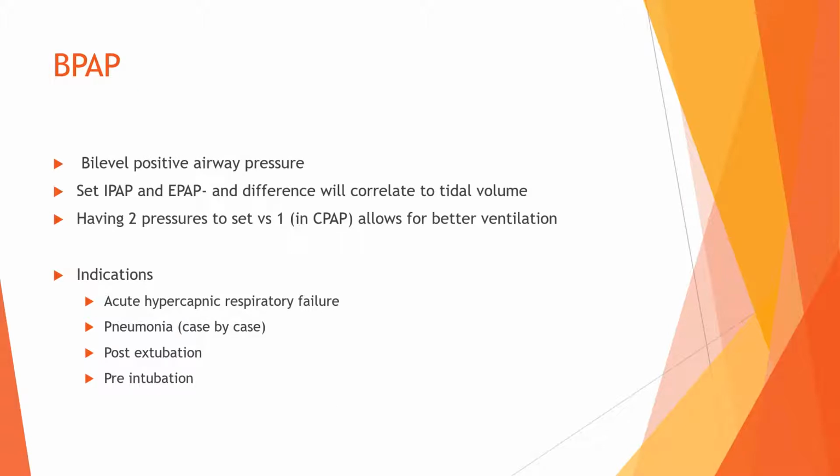Bilevel positive airway pressure: you can set two different pressures, the IPAP and the EPAP. And the difference will help correlate to the tidal volume. So having two pressures to set versus one in CPAP allows for better ventilation. The indications for this would be hypercapnic respiratory failure, pneumonia, however this is case by case, post-extubation, or pre-intubation.